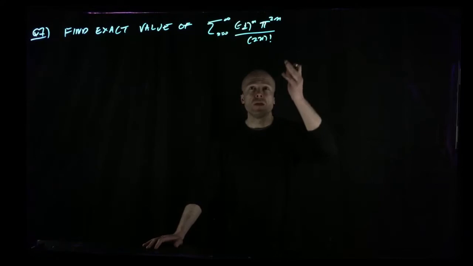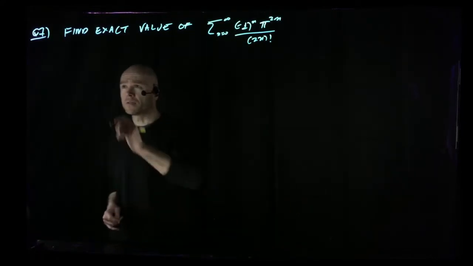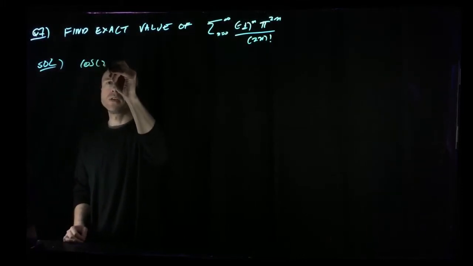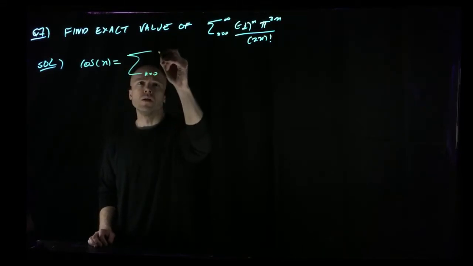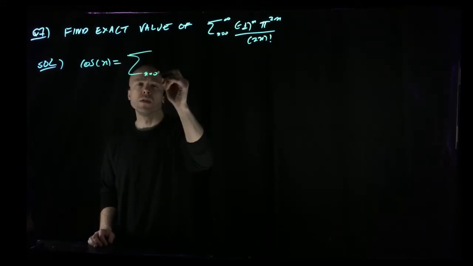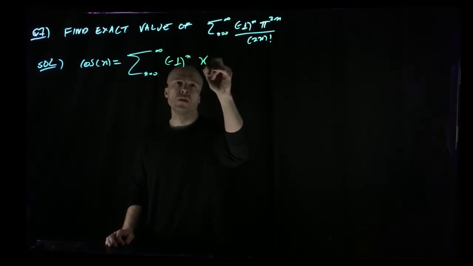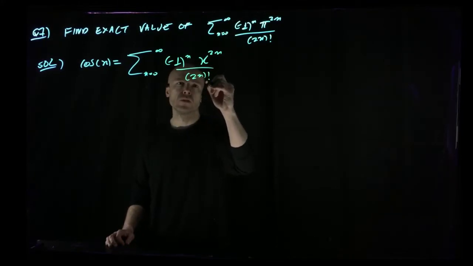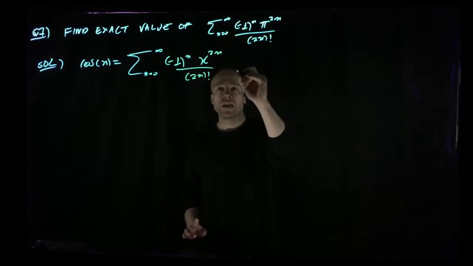If you look at this for a bit, what should come to mind is that this is the Maclaurin series of cosine. So the solution: cosine of x, this guy we did work out, is the sum from n equals 0 to infinity of minus 1 to the n, x to the 2n over 2n factorial, right? And if we just plug in pi into this, we get exactly our series, right?